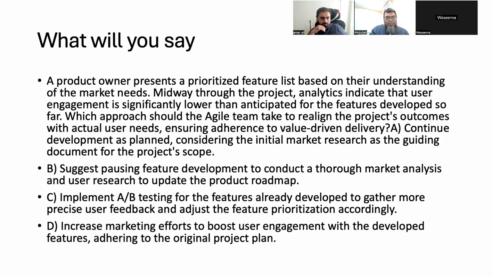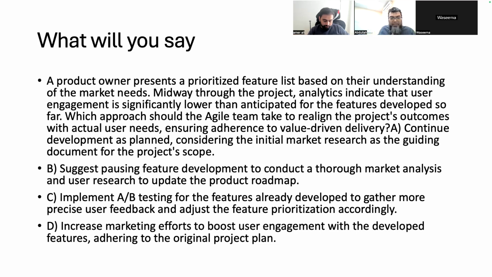Which approach should the agile team take to realign the project's outcome with actual user needs, ensuring adherence to value-driven delivery? A product owner presents a prioritized feature list based on their understanding of the market needs. Midway through the project, analytics indicate that user engagement is significantly lower than anticipated for the features developed so far. Which approach should the agile team take to realign the project's outcomes with actual user needs, ensuring adherence to value-driven delivery? A, continued development as planned, considering the initial market research as the guiding document for the project scope.